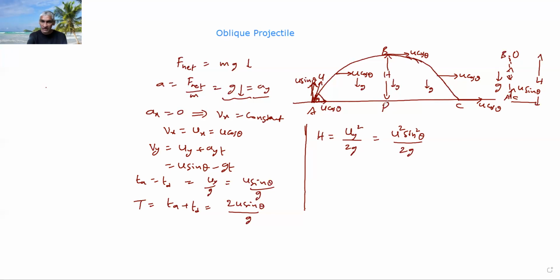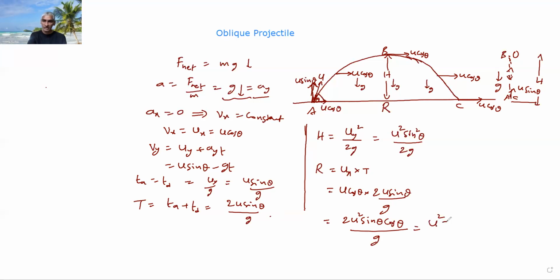Now, what is this horizontal distance covered? We call it R, range, horizontal range. Range is nothing but, in the horizontal direction velocity is constant, you see. So horizontal direction velocity ux into total time of travel t. Ux is u cos theta and time is what we have found, 2u sin theta by g. So it becomes 2u square sin theta cos theta by g. So this will be equal to u square into 2 sin theta cos theta, I may write as sin 2 theta by g.